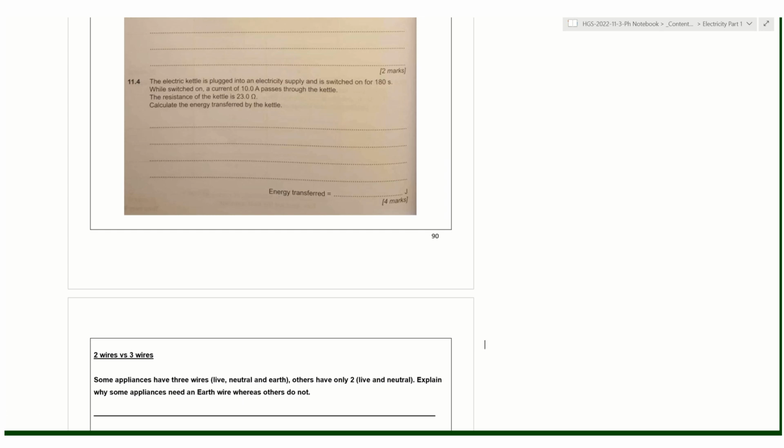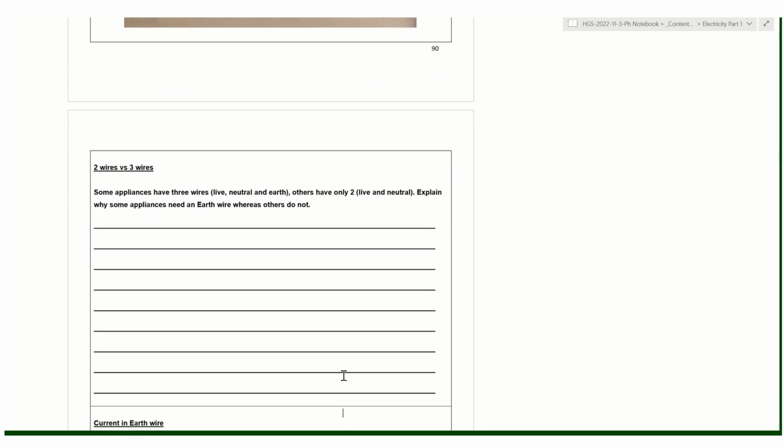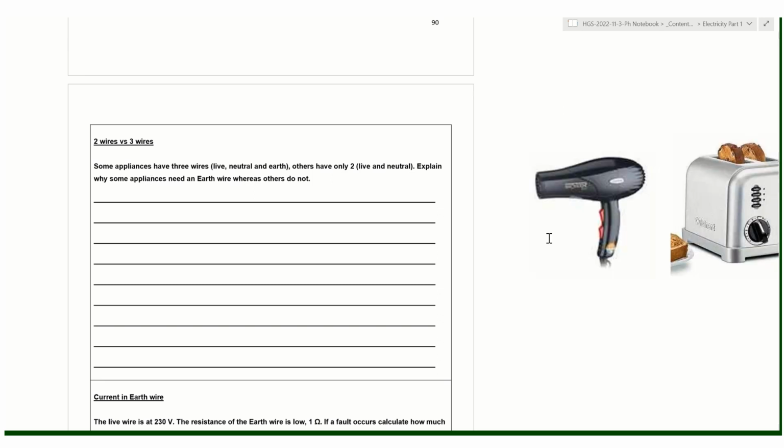We also have the possibility of some plugs that only have 2 pins, they don't have 3 pins. So they only have the live and the neutral, they don't have the earth. So here, I want you to explain what is special about some appliances that don't have an earth wire while others do. Why might it be that some don't have an earth wire and others do? Here's an example. The hairdryer doesn't have an earth wire, the toaster does.